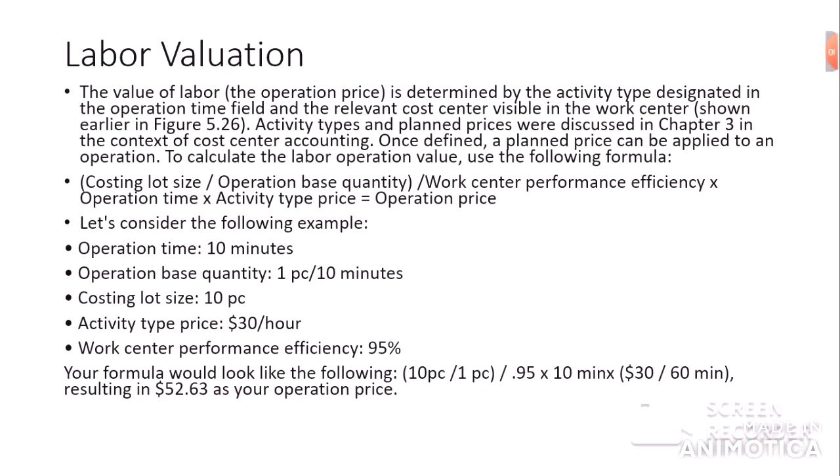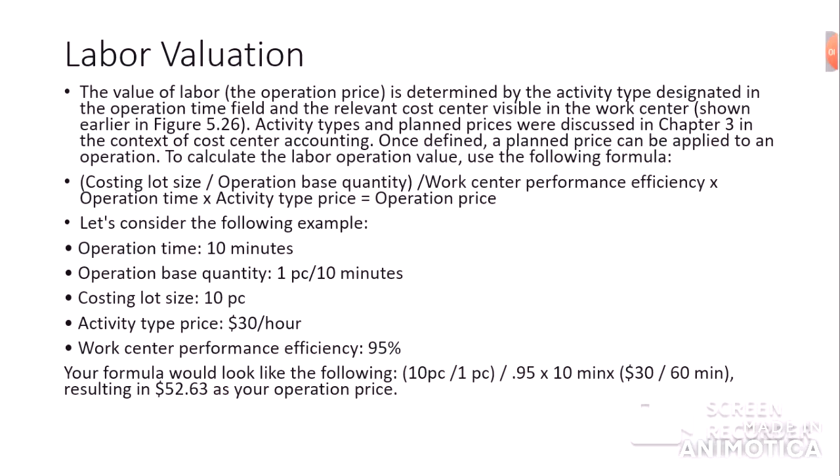Activity types and planned prices were discussed in our previous video in cost center planning in the context of cost center accounting. Once defined, a planned price can be applied to an operation. To calculate the labor operation value, use the following formula: costing lot size divided by operation base quantity, multiplied by work center performance efficiency, multiplied by operation time, and multiplied by activity type price, which is an operation price. So let us consider the following example.